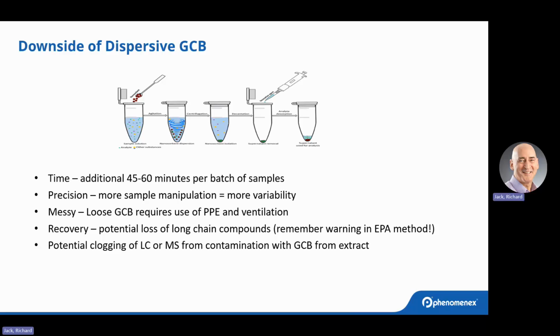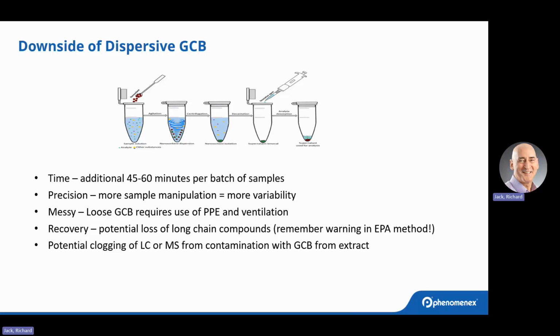So there are some downsides to dispersive GCB that we hear a lot about. First of all, it's very time consuming. It can add about 45 to 60 minutes per batch of samples. In general, it can affect your precision, and simply the more manipulations you do, the more variability you add, especially if PFAS sticks to surfaces, it gets pulled out differently, and going from maybe C4 to C18 carbon chain lengths, you're going to get different inherent properties for the PFAS. So you're going to lose some precision in general.